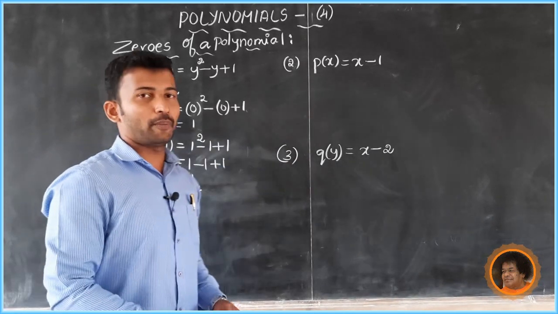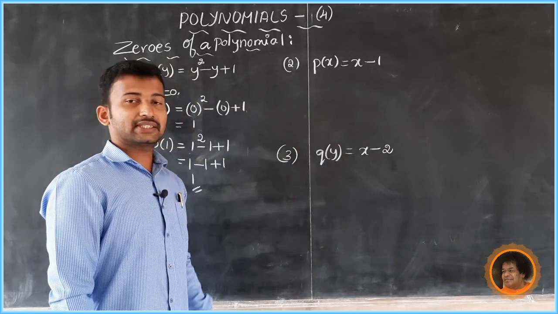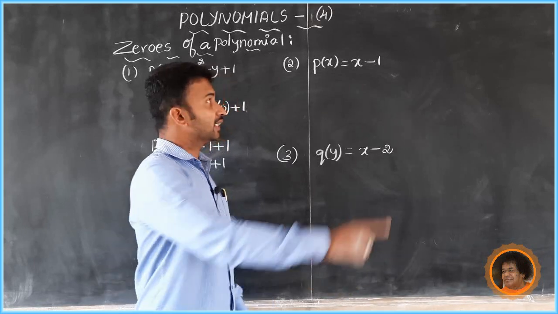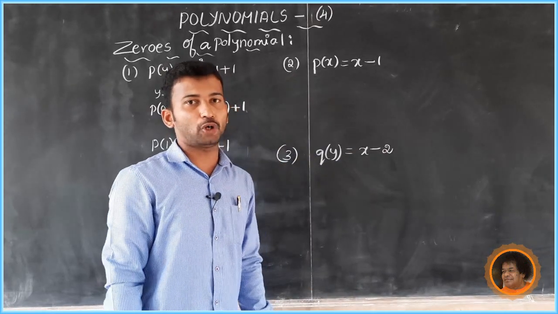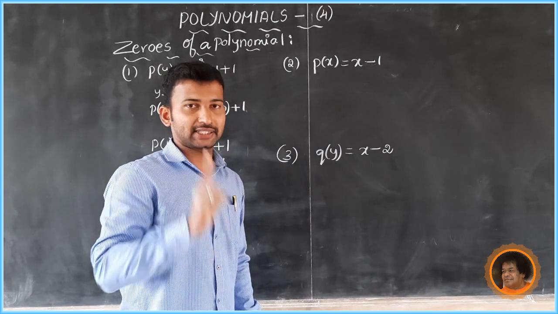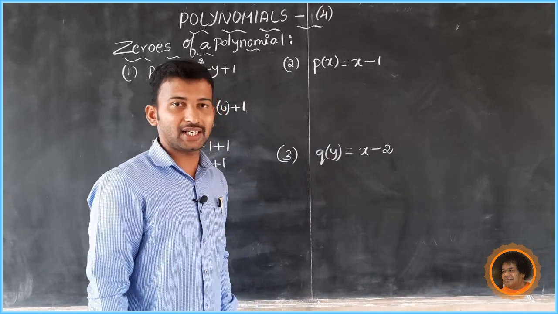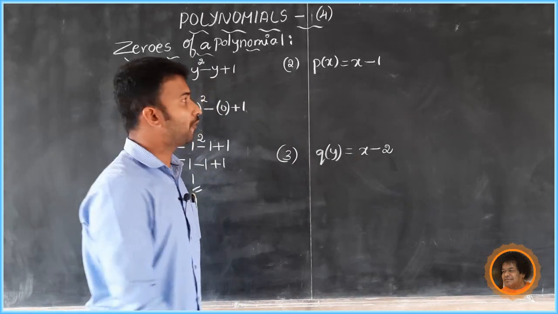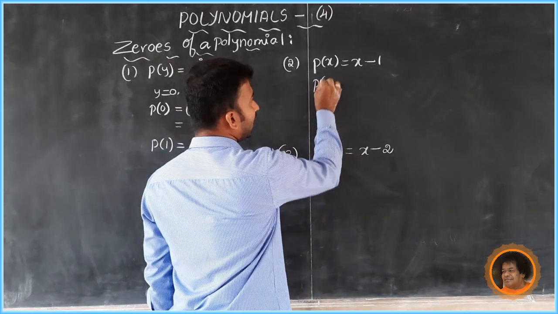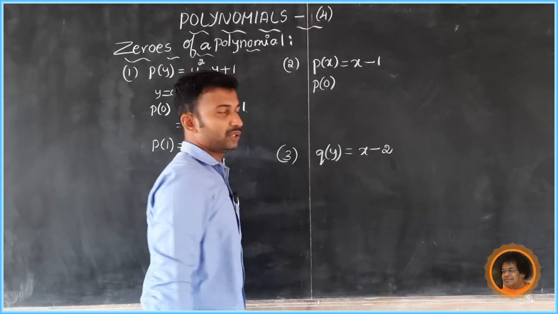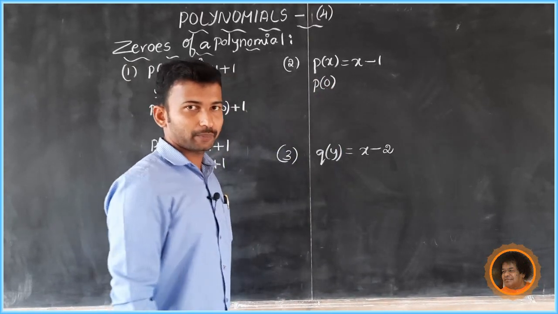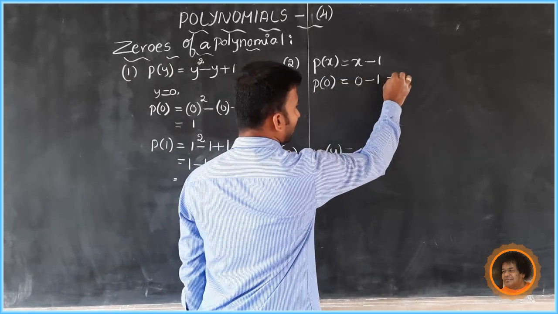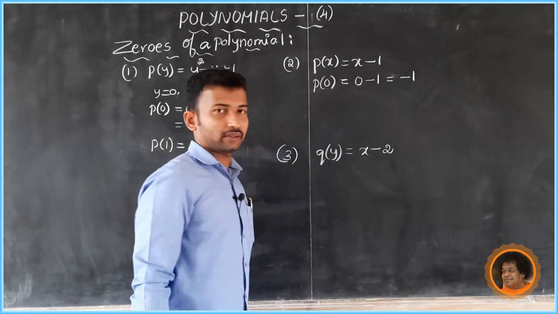Next, second problem, p of x is equal to x minus 1. The polynomial x minus 1 is a linear polynomial in one variable x, because the degree is 1. Let us check for p of 0, which means x is equal to 0, and the value of p of 0 is 0 minus 1, which is equal to minus 1.